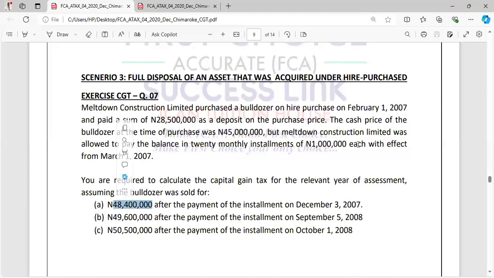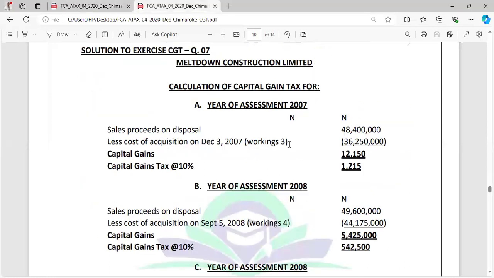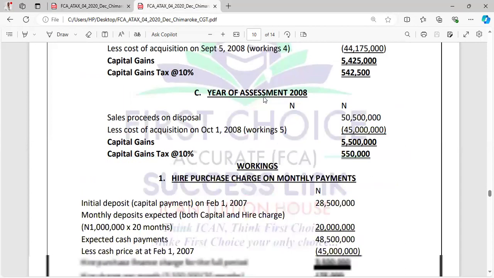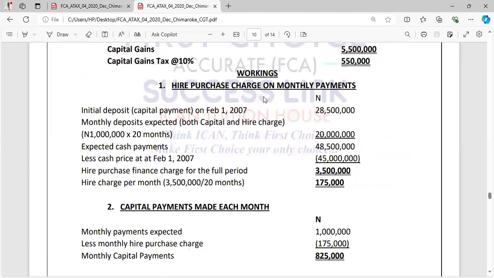This was not given to us. It was worked out. So we'll go to workings 3 and get that figure out now. Before we get to workings 3, we would like to go through workings 1. In workings number 1, you need to know the higher purchase charge on all the monthly payments.